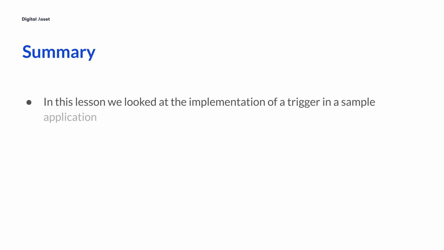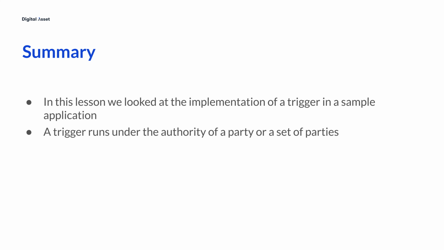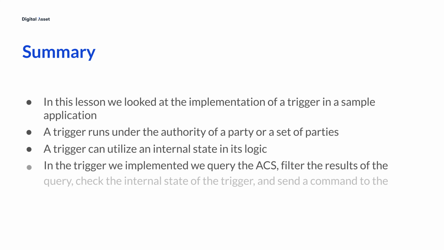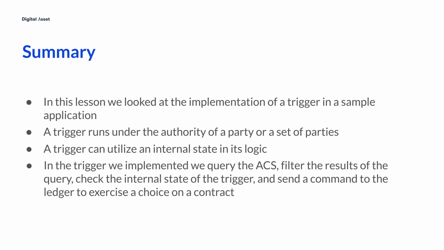To summarize, we've looked at the implementation of a trigger in a chat application. A trigger runs under the authority of a party. A trigger can utilize an internal state in its logic. The implementation of the trigger in the example application we used in this lesson involves querying the ACS, filtering the results of the query, checking the internal state of the trigger, and sending a command to the ledger to exercise a choice on a contract.